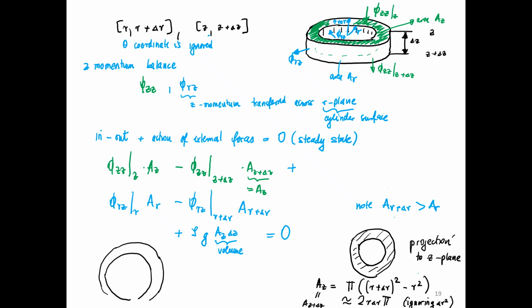So that is the top surfaces. Now, what is the area of the side? Yes, so it's a perimeter, right, times the height. So for the inner surface, it's 2πR, the perimeter, times the height. But for the radial surface at R plus delta R, my perimeter is a little larger. So it's 2π times R plus delta R, times delta Z.